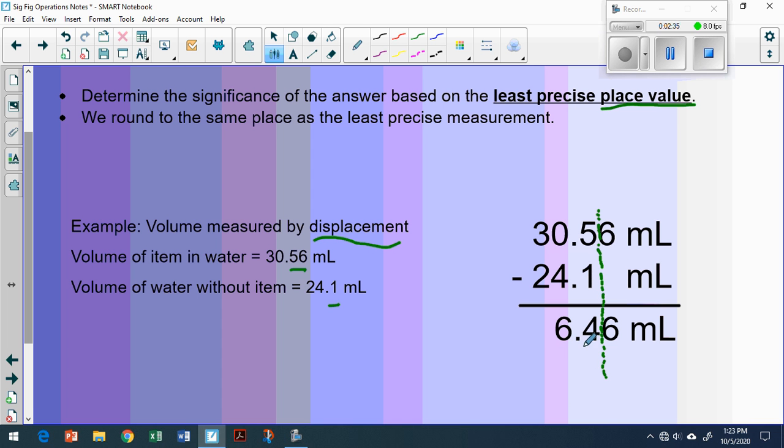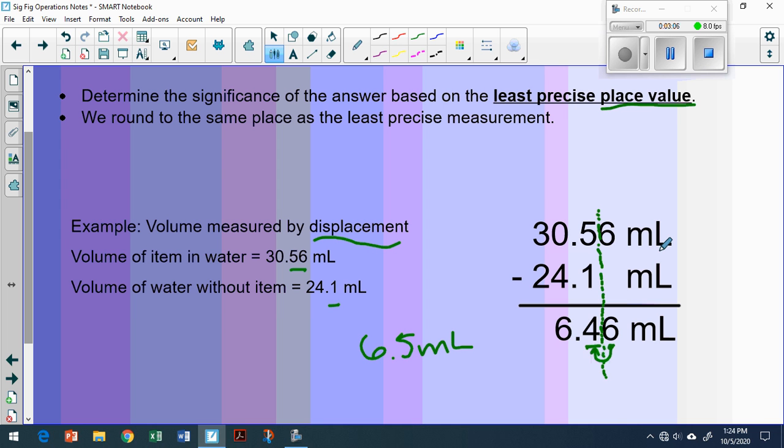So we are going to round so that the final digit of our measurement is in the tenths place. That means we look at the 6, and since this digit is a 6, we will choose to round this digit up to the 5. So the accurate reported measurement for this would be 6.5 milliliters. And I chose to round there because the tenths represents the most measurement I could report based on the least precise place value.